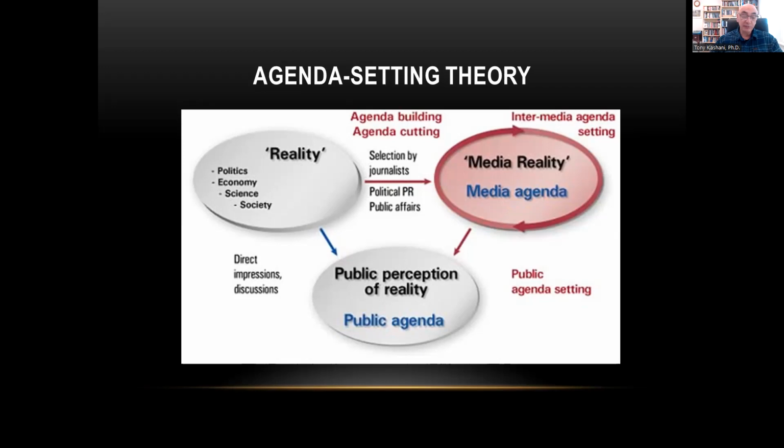The last critique is about cultural contextual variations. The theory may not fully account for cultural and contextual variations in how different audiences perceive and respond to media agendas.